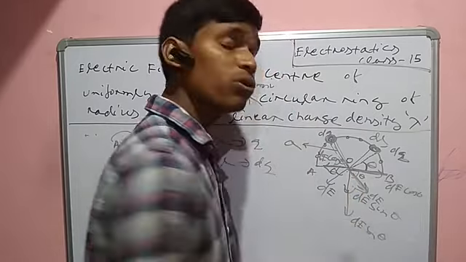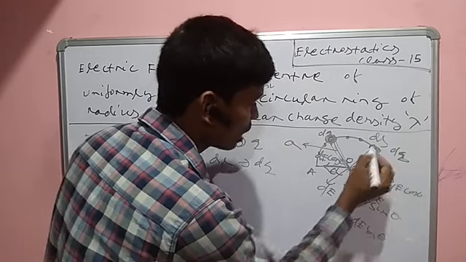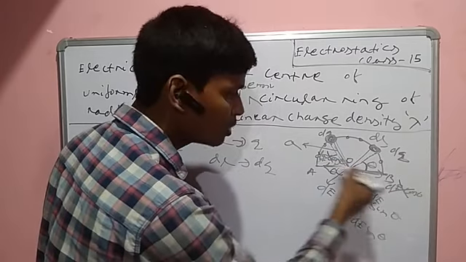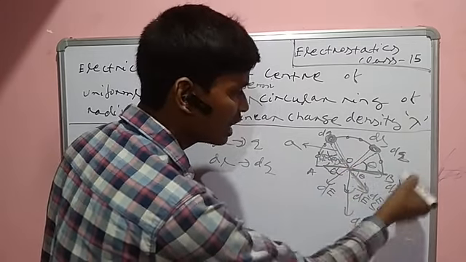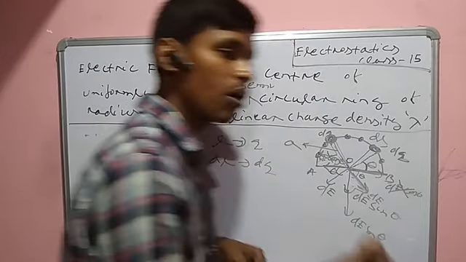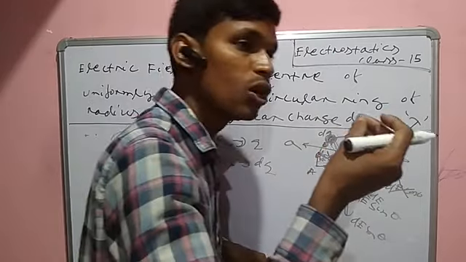You have to think in two cases. dE cos theta cancels each other due to opposite directions. But in a similar direction, in the vertical direction, in the two cases, we have to choose any point. Then similarly, dq at any point, a number of elements are chosen.